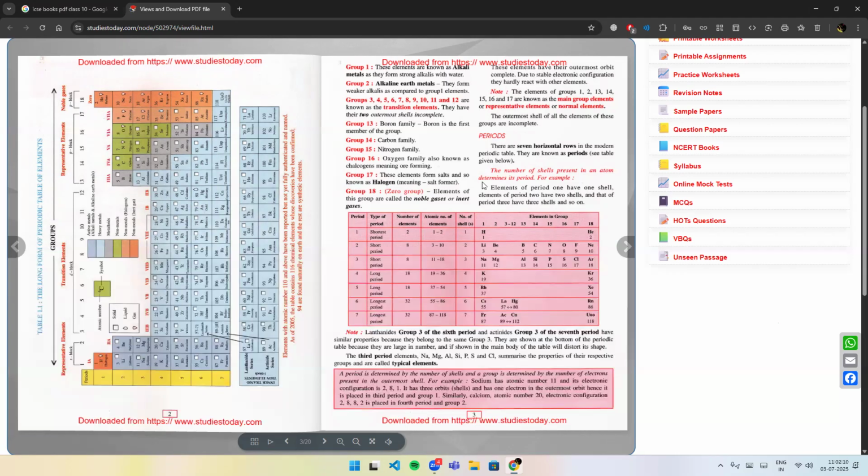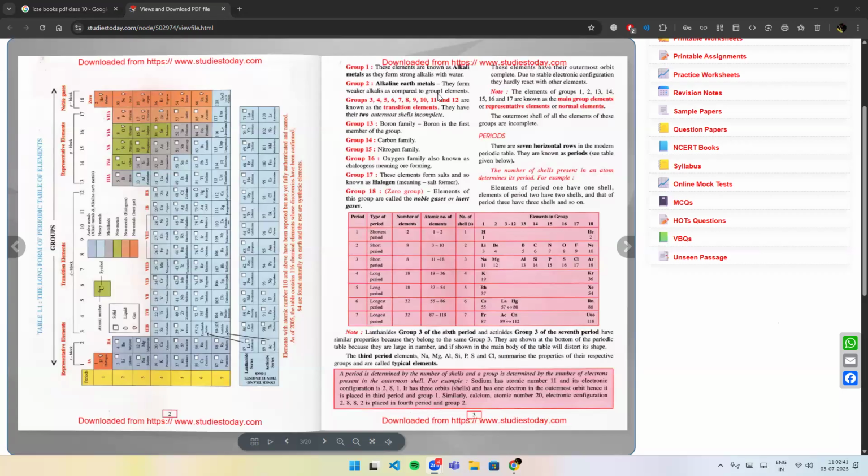Note, the elements of groups 1, 2, 13, 14, 15, 16, and 17 are known as the main group elements or representative elements or normal elements. The outermost shell of all the elements of these groups is incomplete. Periods. There are 7 horizontal rows in the modern periodic table. They are known as periods.